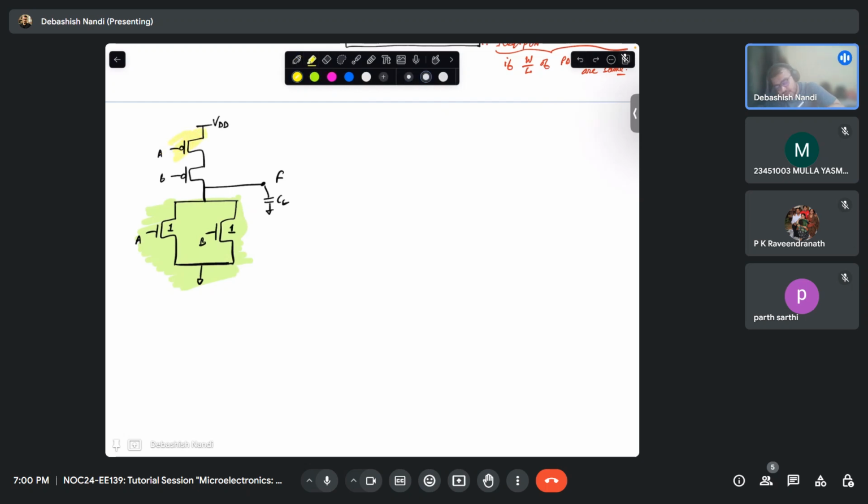So pull up network size should be what? Size should be twice. This size should be twice. Now again it is in series, two series combination. So I have to just simply make it further bigger, right? So do you see the sizing of NOR gate? Is it clear to you? Yes, sir.